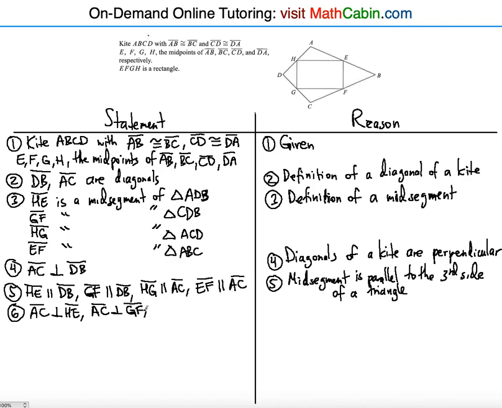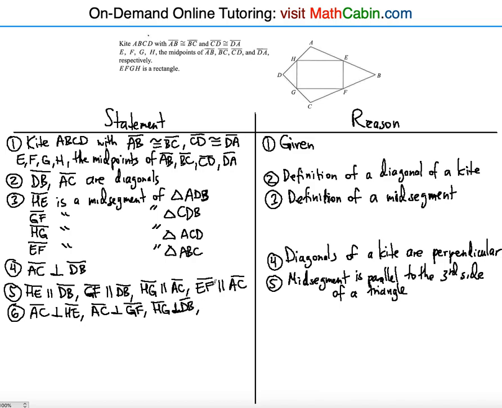Now the next one, HG is parallel to AC, but AC is perpendicular to DB, so that means DB is perpendicular to HG, right? So we're going to say HG is perpendicular to DB. Any order is fine, right? You can use the commutative property of perpendicularity. It's not going to affect the answer, because perpendicular is still perpendicular. You can go left or right, it's not going to change.